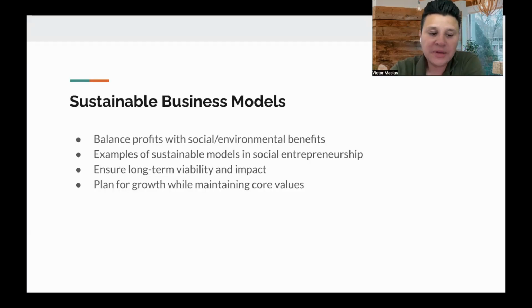In order for a business model to be sustainable, you must be able to balance profit with the social and environmental benefits that we talked about, the triple bottom line. We're going to talk about sustainable business models of some of the biggest, most well-known social enterprises out there. We need to make sure that we are ensuring long-term viability, and we need to plan for growth while maintaining our core values. Remember that whole alignment and North Star concept.